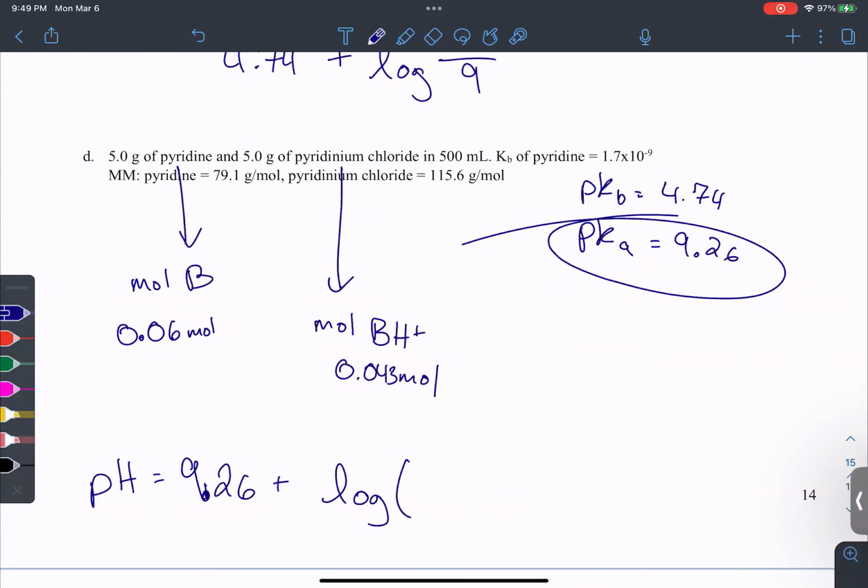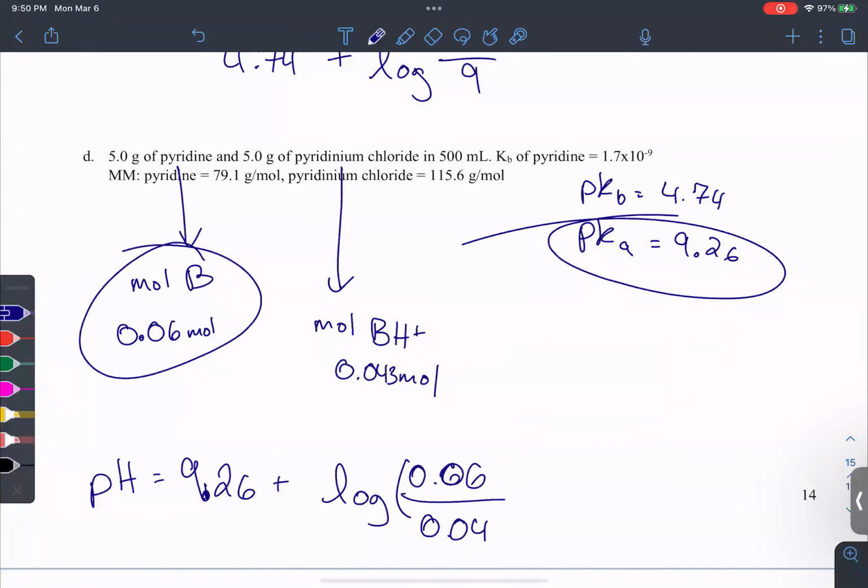What goes on top? What goes on top, guys? Base, yeah, but which number? Is it 0.4 that goes on top or 0.6? 0.6, yes, because the pyridine is the base. So it's 0.6 over the 0.04 number. All right, and then that gets you your pH. All right, let's keep going.